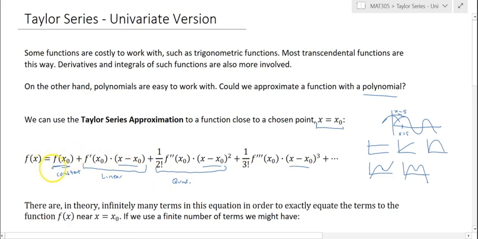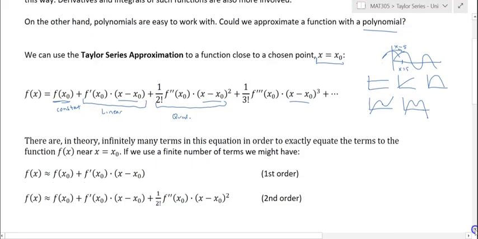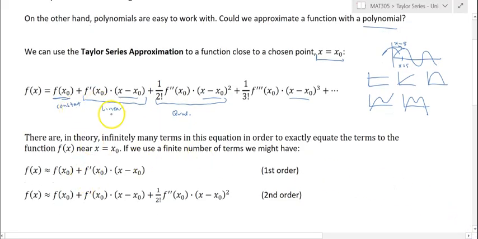Now notice that this says equals, and this just says plus... Well, in mathematical theory, you would need infinitely many terms in this equation in order to exactly equate the terms to the function f of x near x equals x naught. If we use a finite number of terms, depending on how many of those we use, if we only use the first two terms, the constant plus the linear, we get what's called a first order approximation. And notice that now we're saying that this is approximately equal, that our original function is approximated by this linear function.